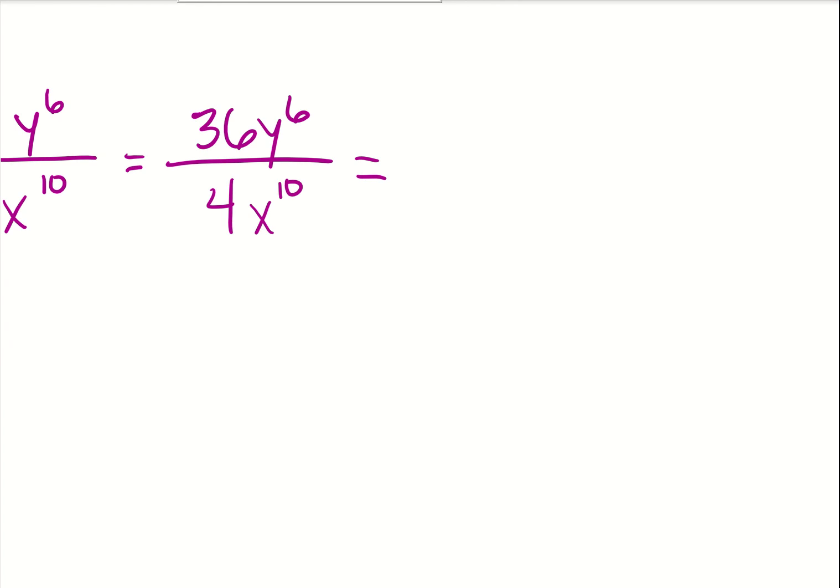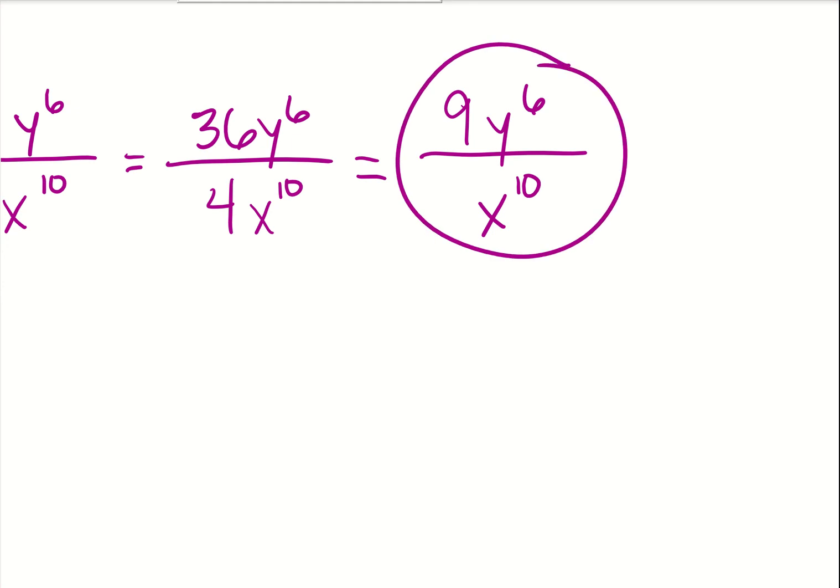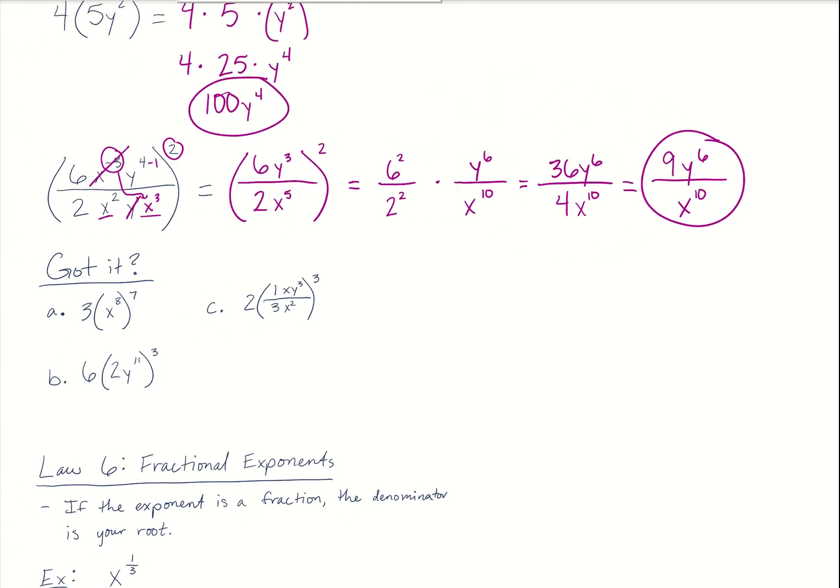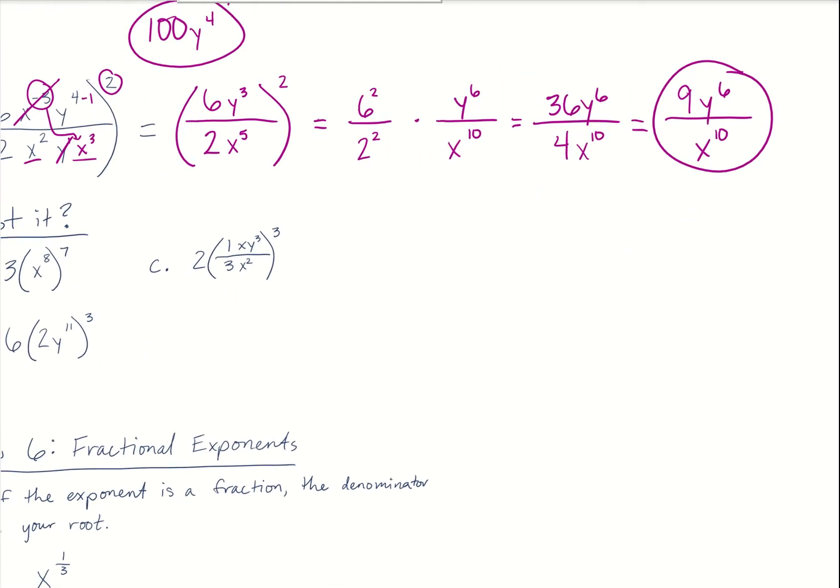36 and 4 are both divisible by 4. So I'm going to do that. Divide 36 by 4 to get 9. Then y to the sixth stays. The 4 divided by 4 is 1, so I can just ignore it and leave my x to the 10th on the bottom. All right, I know that was a lot of steps. It was a long process.